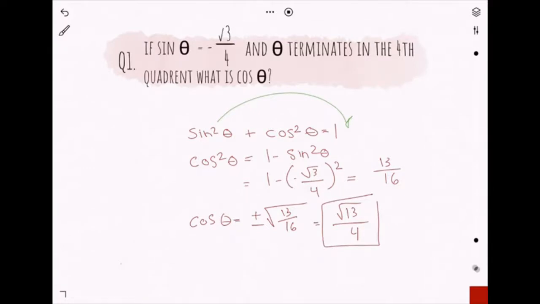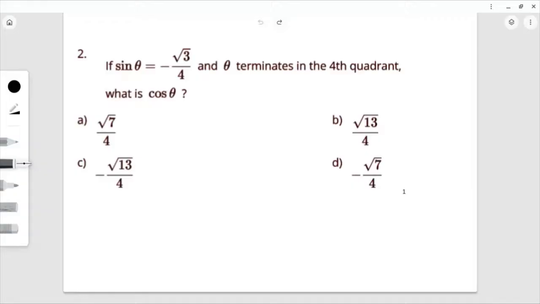Since the terminal side of theta is in the fourth quadrant, the cosine would be positive. So the question says, if sine theta equals negative square root of 3 over 4 and theta is located in the fourth quadrant, what is cosine theta?